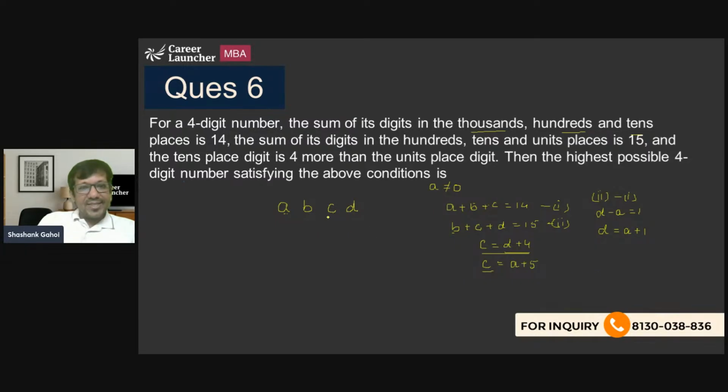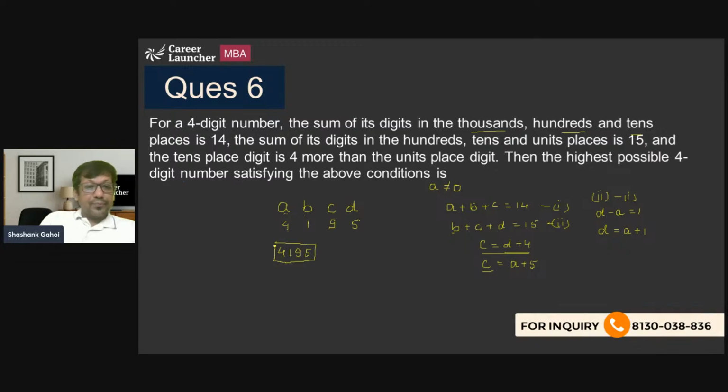So I am placing C as 9. So if C is 9, then A is going to be what? 4. And if A is 4, then D is going to be what? 5. Now the sum of A plus B plus C should be 14. So what is the value of B? That is going to be 1. So which is the largest 4-digit number that is possible? That is going to be 4195. And that's how we are going to get the answer.